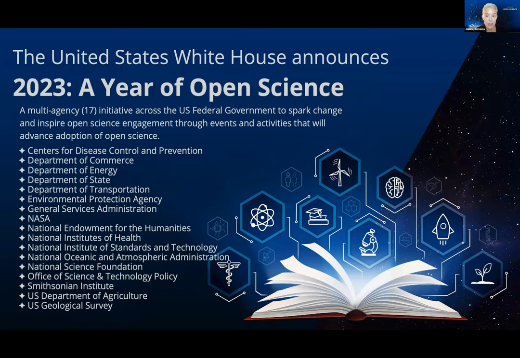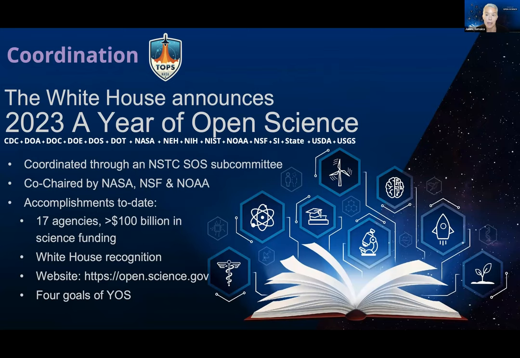It's a really diverse bunch, which we're proud of, including representatives from NASA, from NSF, from NOAA, but also the Smithsonian, the National Endowment for the Humanities, the State Department, and many others. Many others, as you can see, scrolling off the bottom of the slide there. Together, our participating agencies represent over $100 billion in federal science funding.